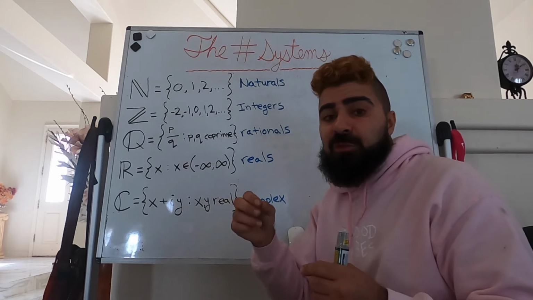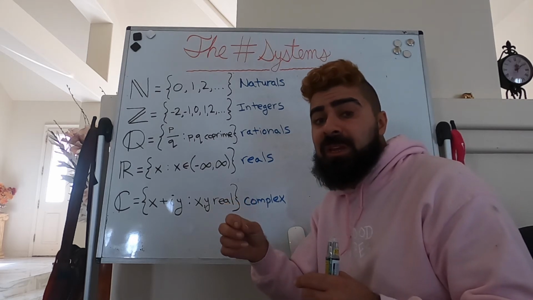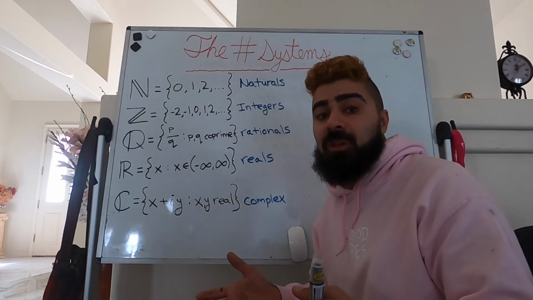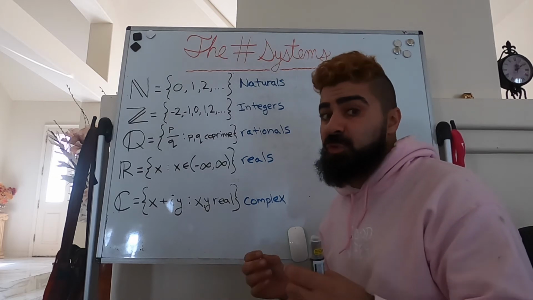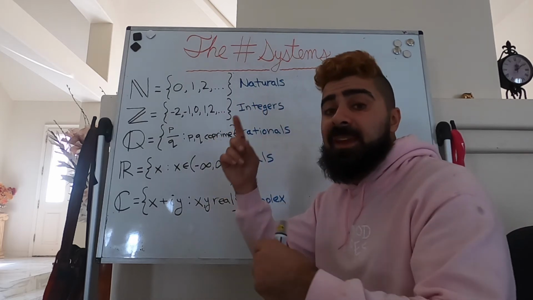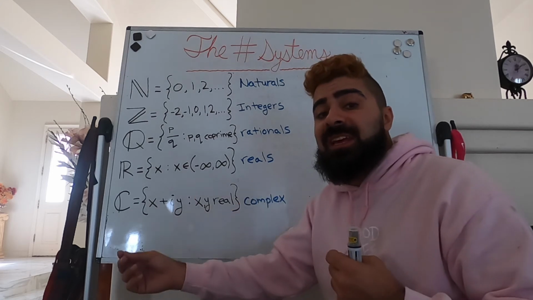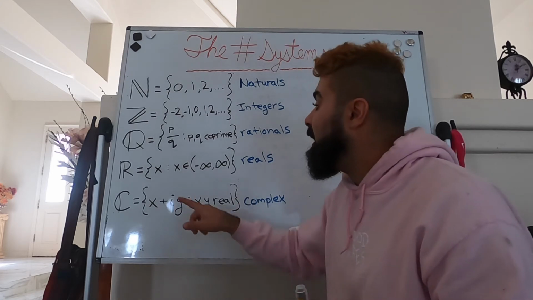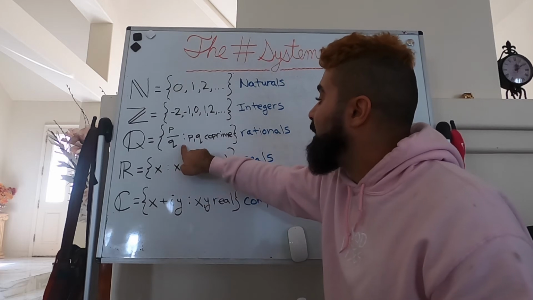For example, 0.33333333, that's a third. That's rational. However, pi, which is 3.14 and it's a random, infinite, ongoing decimal, pi is irrational. Therefore, pi is a real number, but not a rational number.